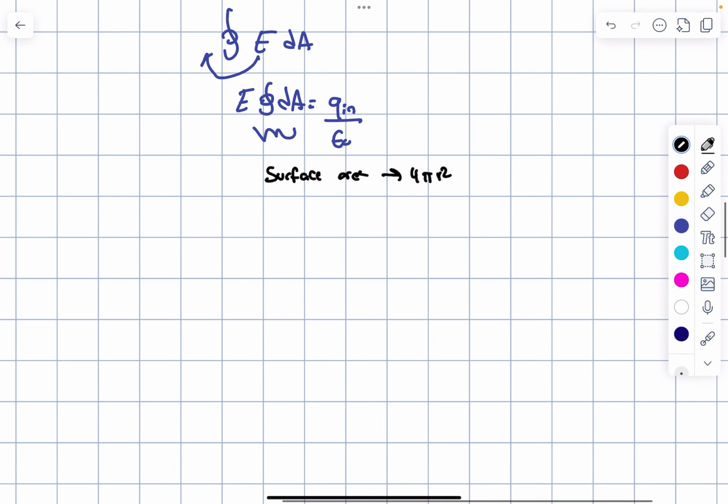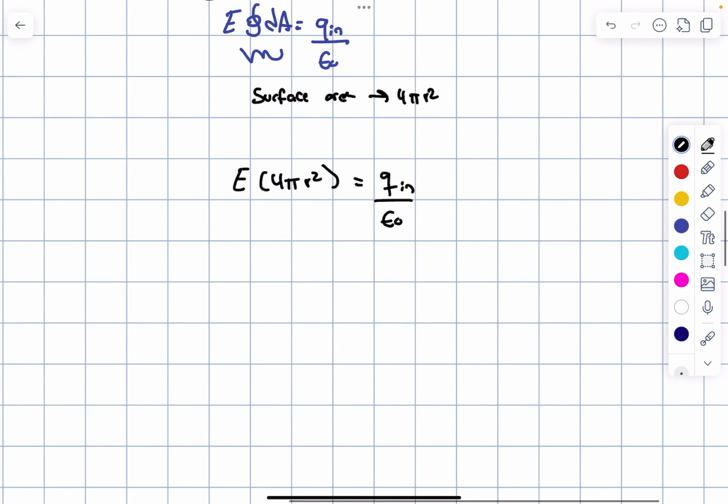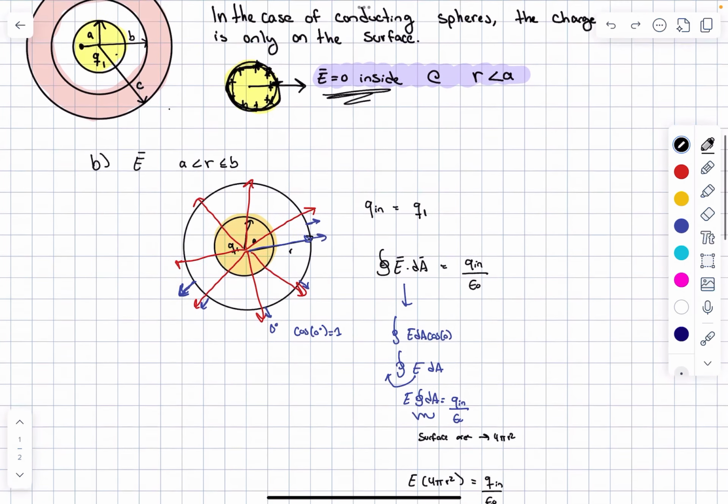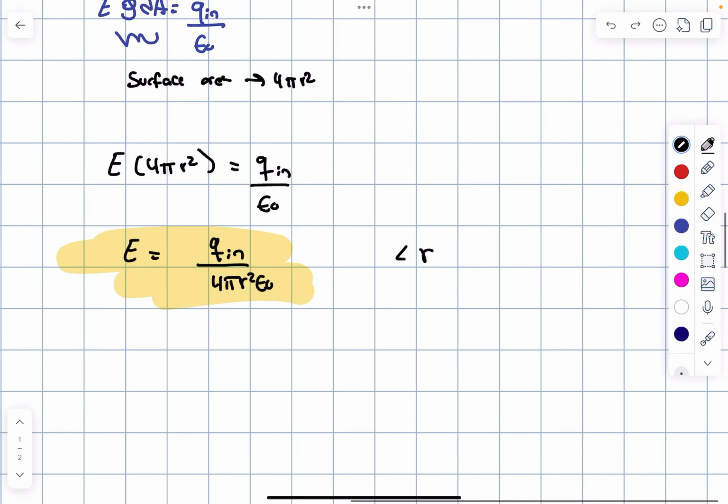So my final answer here is going to look like this: E times 4 pi r squared is equal to Qin divided by epsilon naught, or E is equal to Qin over 4 pi r squared epsilon naught, and that is my answer for B. Remember, this is valid when R is between, like I said, A and B.